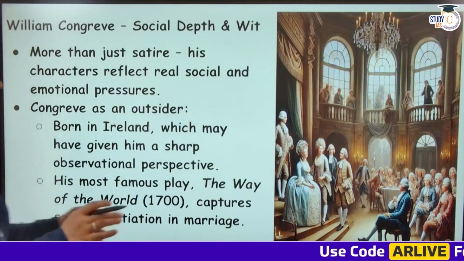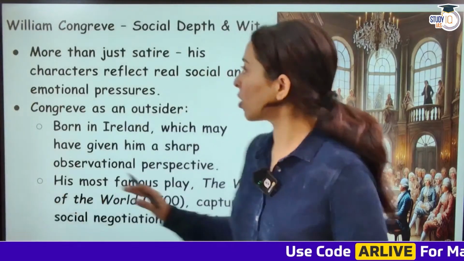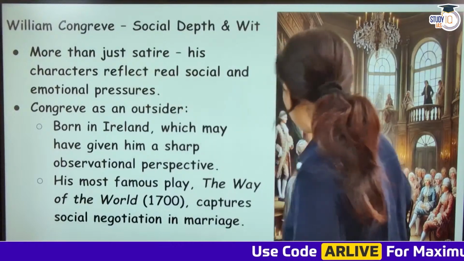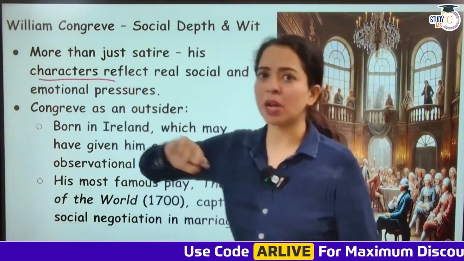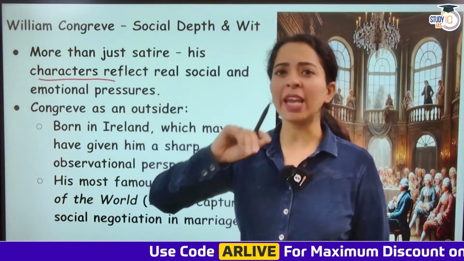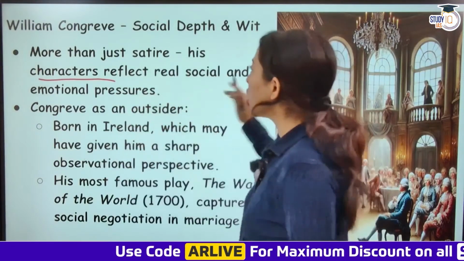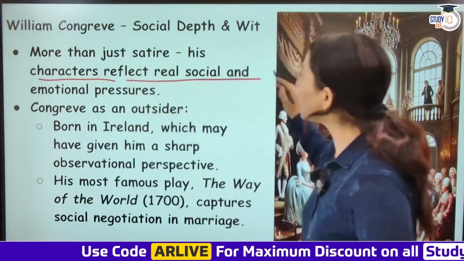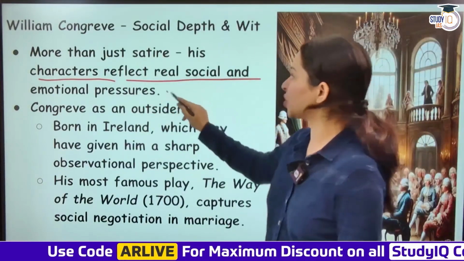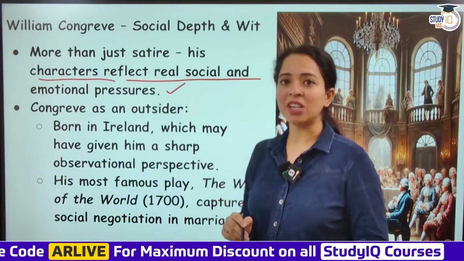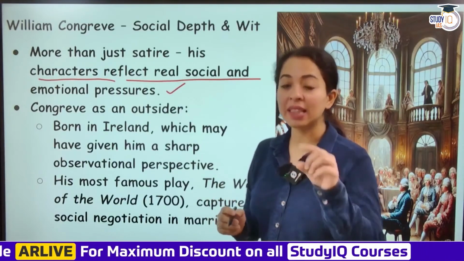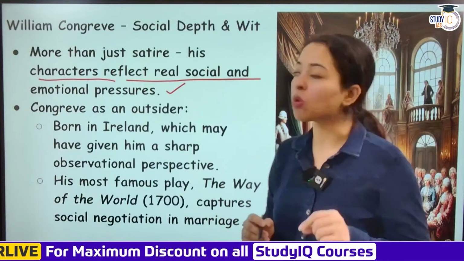So let's talk about William Congreve a bit. When we talk about him, more than just satire, his characters, like Millamant, Mirabell, and Fainall and so many other characters, reflect real social and emotional pressures. This is the reason when you show something that's real and that mirrors the society, then that strikes the audience the most.